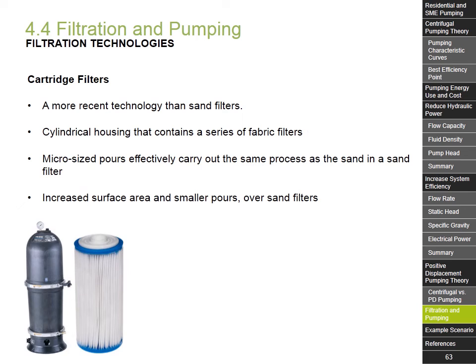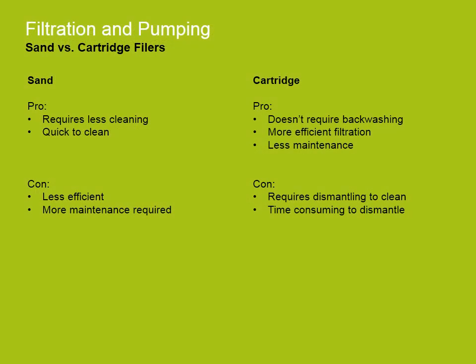Cartridge filters are a more recent technology than sand filters. They are recognizable as being much taller and thinner, with a cylindrical housing that houses a series of fabric filters. Pool water flows from the outside of these tubes through the micro-sized pores, which effectively carry out the same process as the sand in a sand filter, then is returned to the pool. Because of the increased surface area of smaller pores, many consider this to be a more efficient and preferable type of filtration. Comparing the two systems, it comes down to a trade-off between effort and savings.